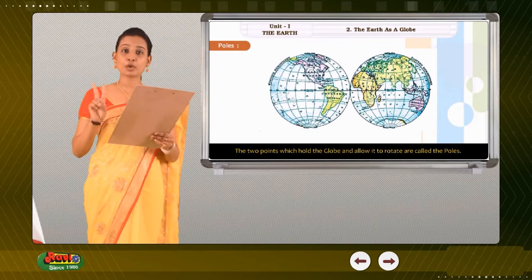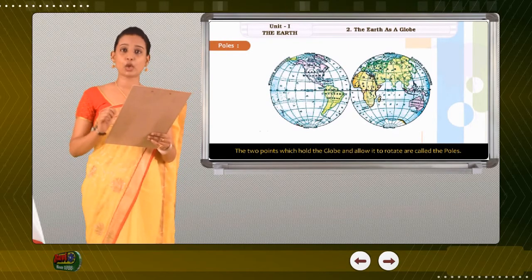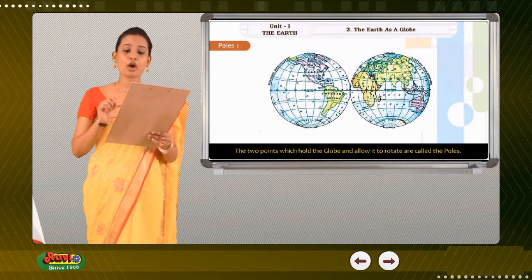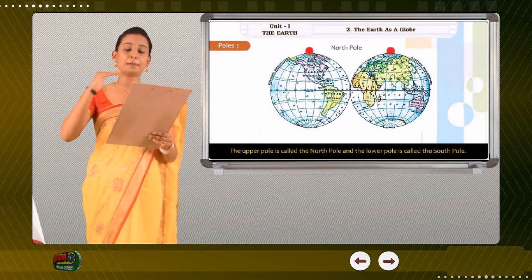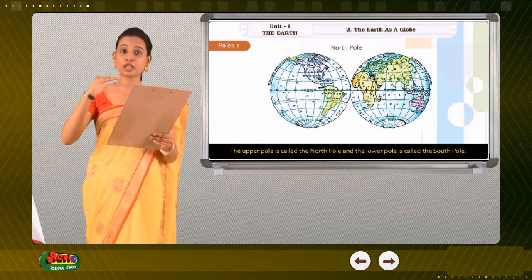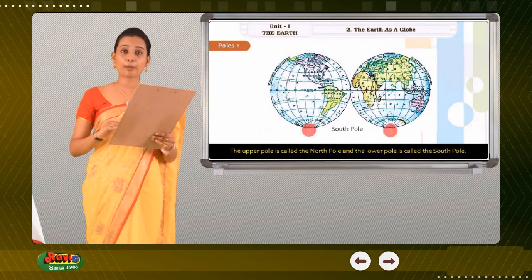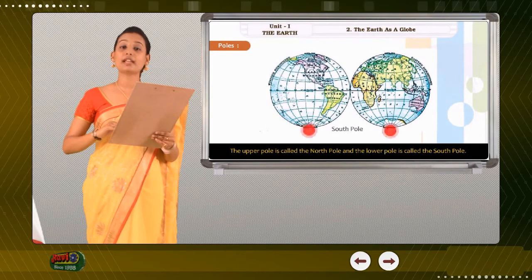Poles. The 2 points which hold the globe and allow it to rotate are called the poles. The upper pole is called the North Pole and the lower pole is called the South Pole.